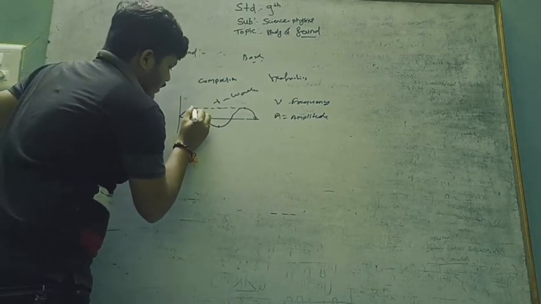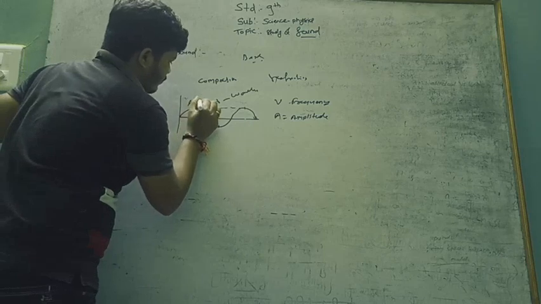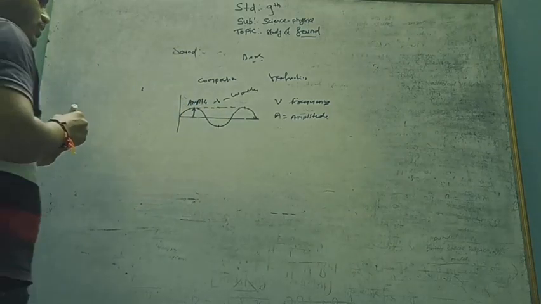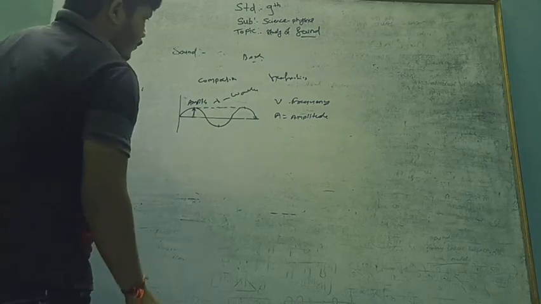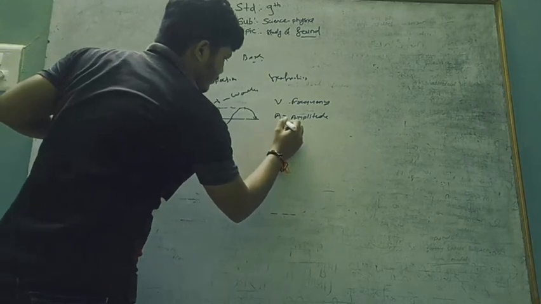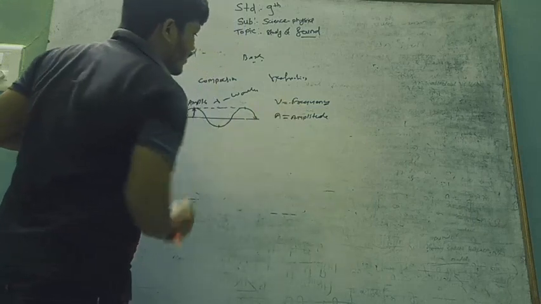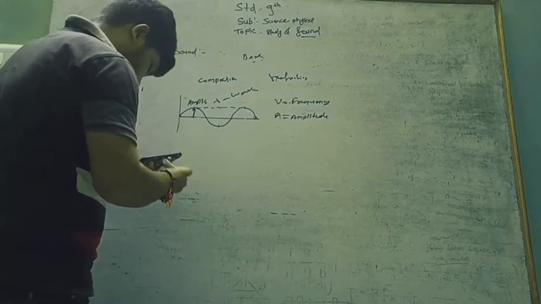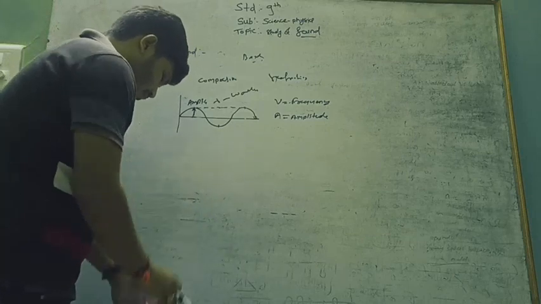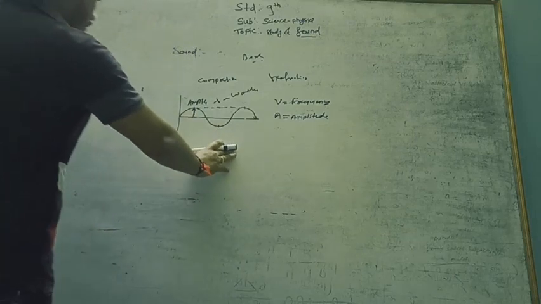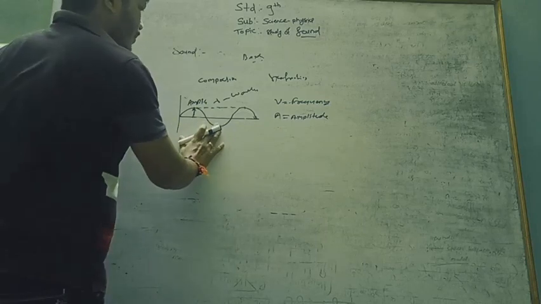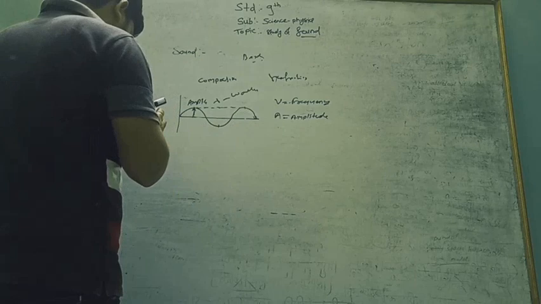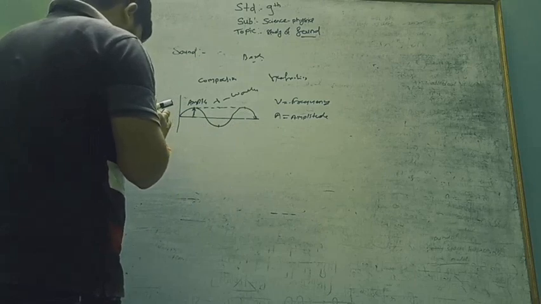So this is nothing but the amplitude, the maximum displacement of the particle from its mean position. The frequency is denoted by nu, and the wavelength is denoted by lambda. This is the compression, that is the wavelength, that's the frequency, and the amplitude. This is all about the wave of sound, that is, the longitudinal wave.